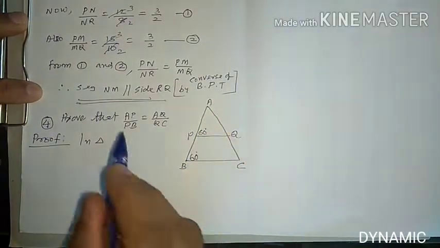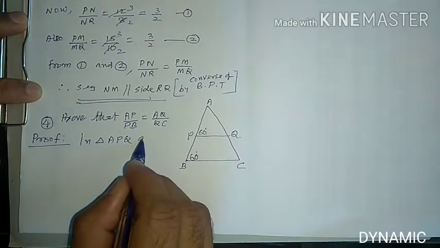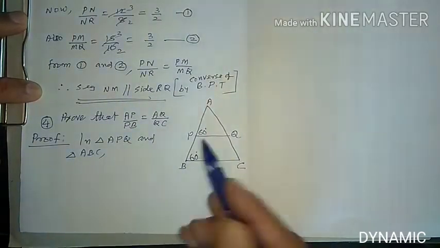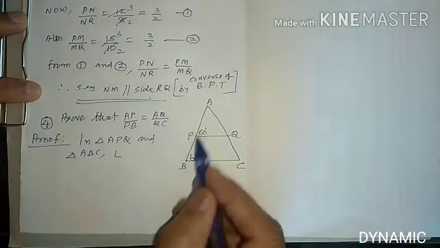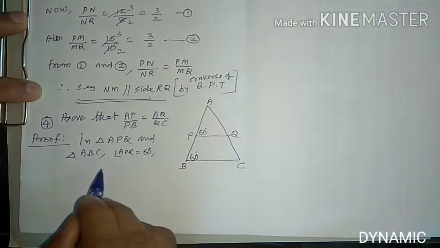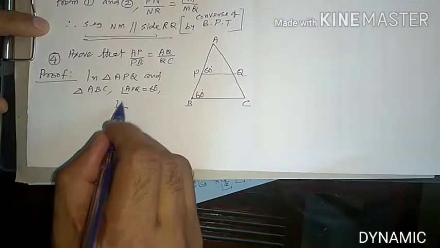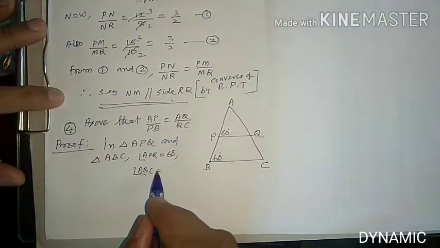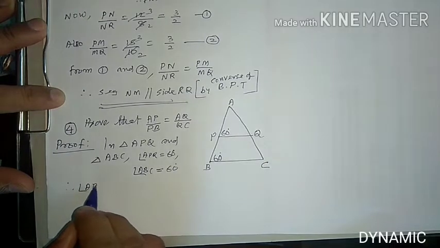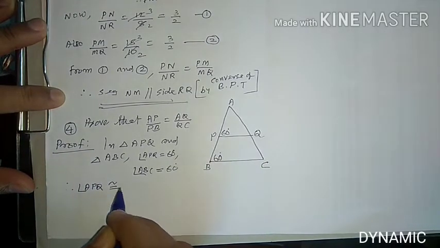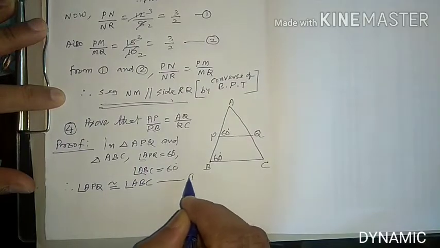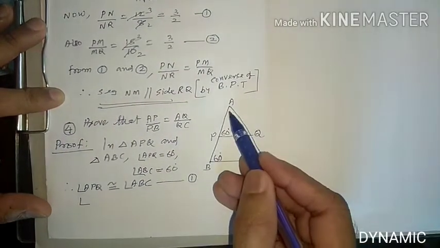In triangle APQ and triangle ABC, we talk about these angles. Angle APQ equals 60 degrees. Angle ABC is also 60 degrees. These angles are equal. Therefore, angle APQ is congruent to angle ABC. This is the first part.